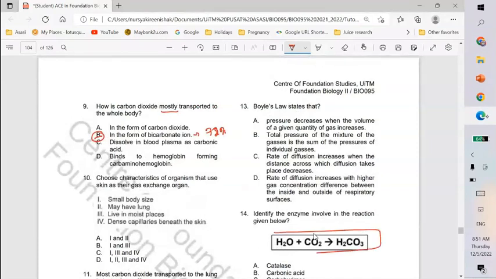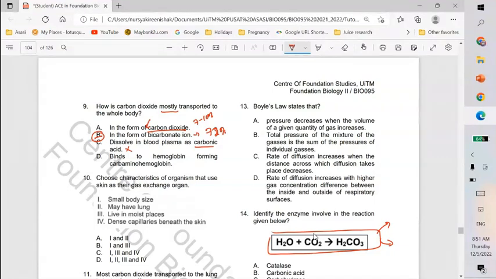Yang daripada reaction ni. Tadi kan, carbon dioxide reacts with water, catalyzed by the enzyme carbonic anhydrase, forming carbonic acid. The carbonic acid will split into bicarbonate ion and hydrogen ion. Okay. So in the form of carbon dioxide, and this one here is in the form of dissolved carbon dioxide lah kan, which is the percentage is around 7 to 10%. So that is not paling tinggi lah. And then dissolved in the plasma as carbonic acid, ini tak, sebab carbonic acid has to split and become bicarbonate ion and also hydrogen ion.